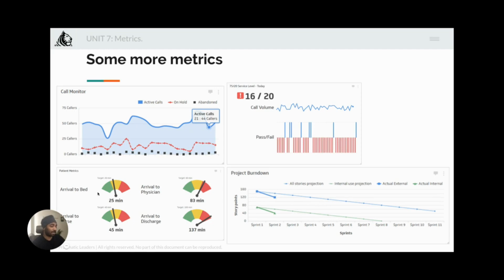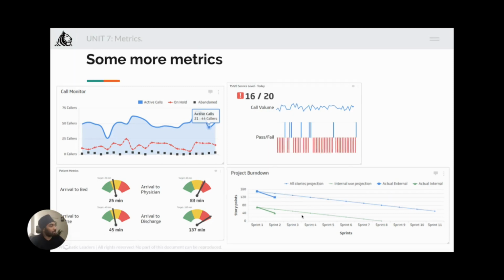Similarly, patient metrics: arrival to bed, arrival to physician, arrival to nurse, arrival to discharge. So how much time does it take for a patient to arrive and to finally get a bed? The target is 20 minutes, right now it's 25 minutes, which is poor. So using this, you can slowly start to improve, and this is the number which somebody like the CEO of Medanta would be concerned about, for example.